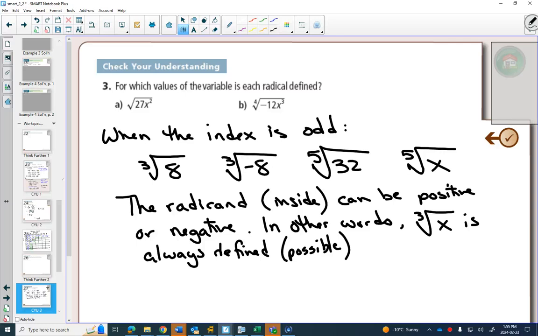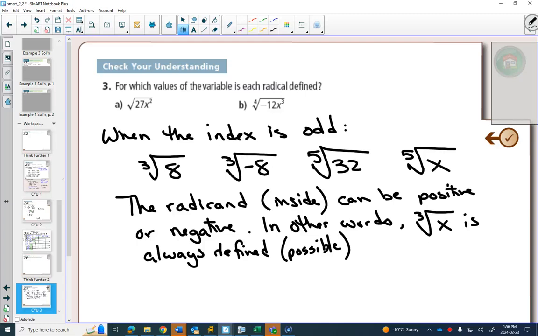So if you have an odd index, your life is easy. It's always defined. You can take the cube root of negative 2.725 on your calculator, and your calculator is happy. You can take the seventh root of 4.82 minus 13.782, and it will be happy and spit out an answer.